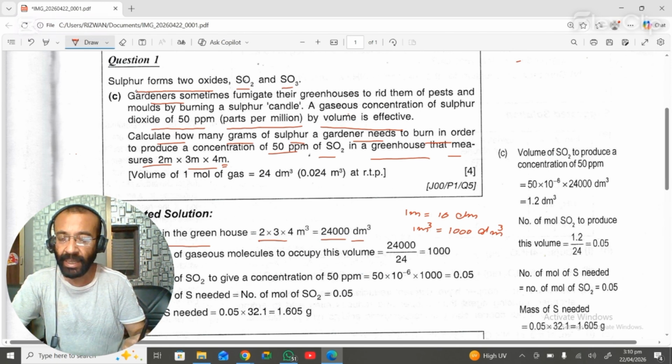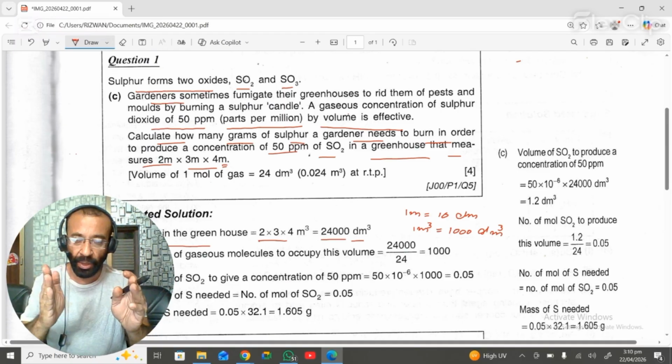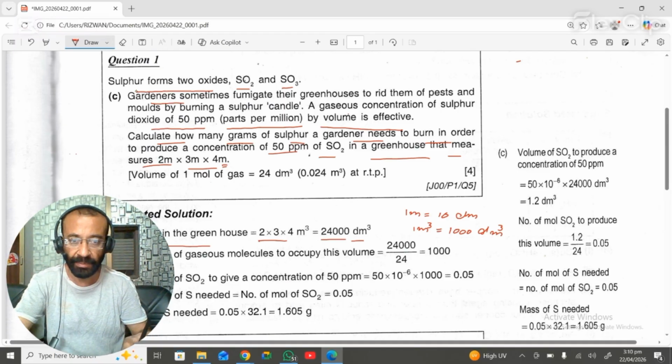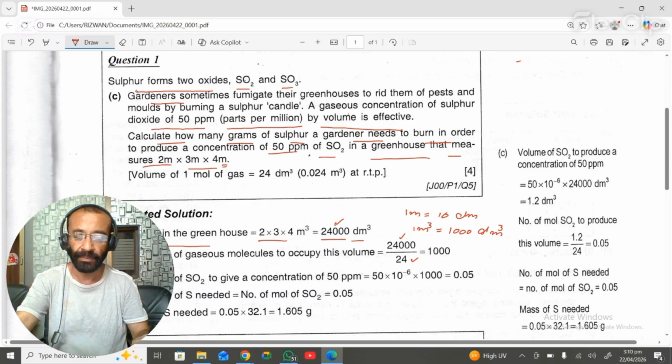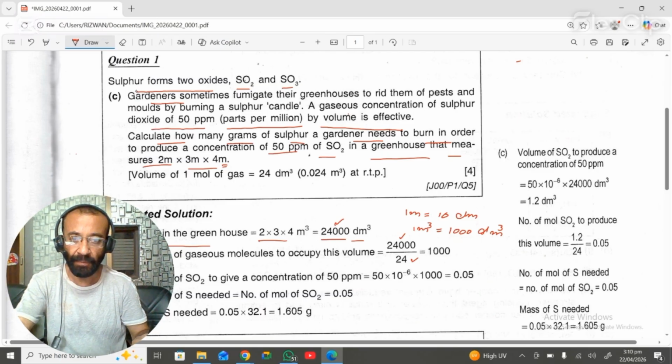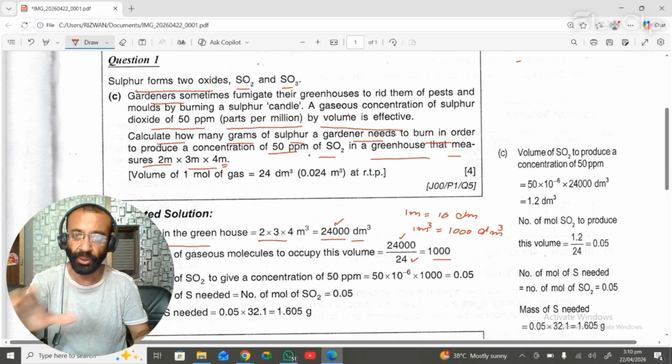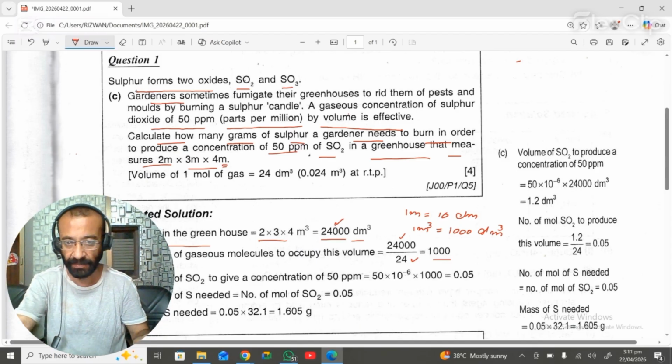The next thing is to find the number of moles of greenhouse gas molecules that occupy that volume. The formula is given volume over molar volume. The given volume is 24,000, placed in the numerator, over the molar volume of any gas, that is 24. So 24,000 over 24, after cancellation, 1000 is the answer. These are the number of moles required to occupy the volume of the greenhouse.